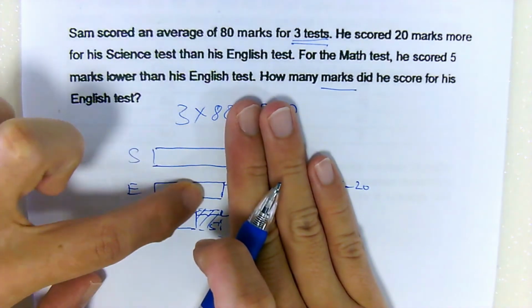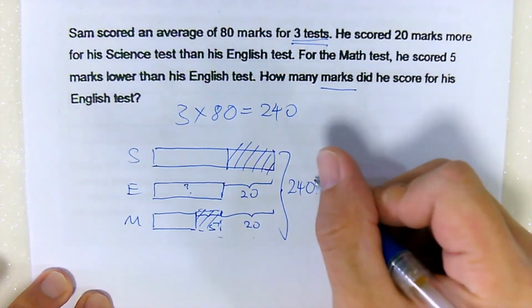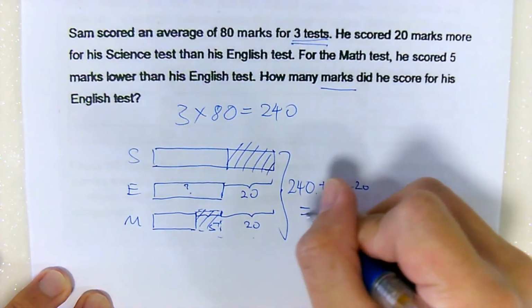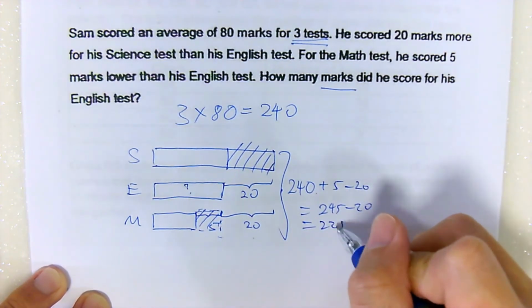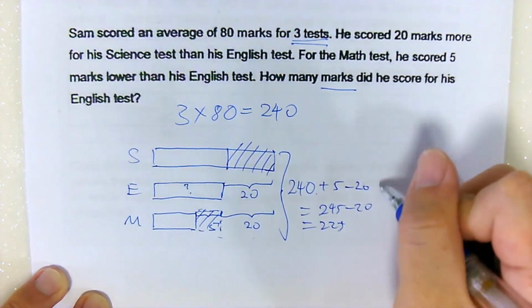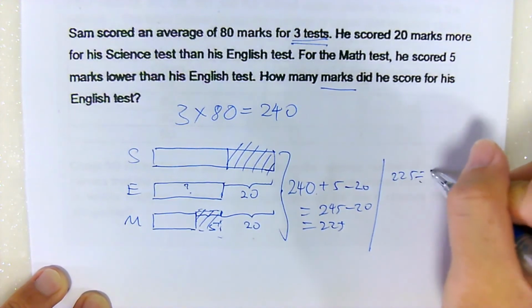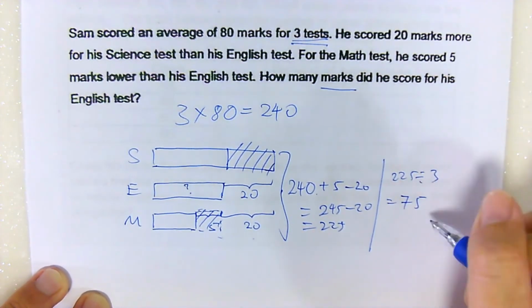I divide by 3 to find 1 bar, and that's the English. So 240 plus 5 minus 20. 240 plus 5 is 245. Minus 20 will be 225. So 225 divided by 3 will give me 75.